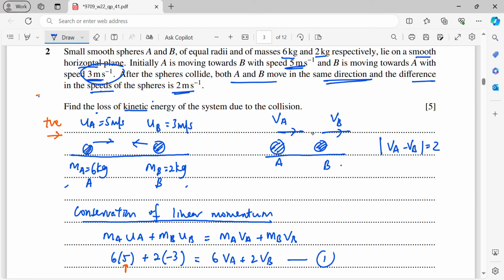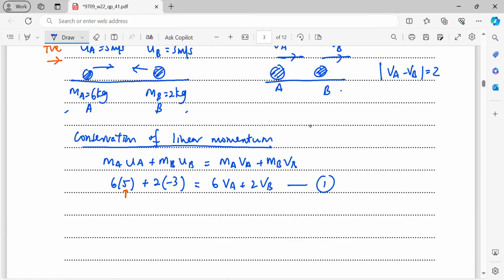This is my first equation. Then from here you can simplify first before I label this as the first equation. The left-hand side is 30 minus 6, which is 24. So I get 24 equals 6vA plus 2vB. Then you just divide by 2. Therefore 12 equals 3vA plus vB. This is my first equation.